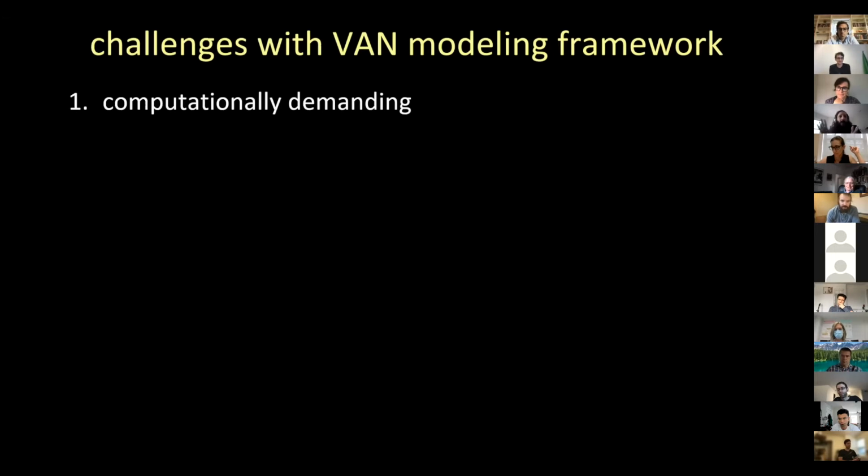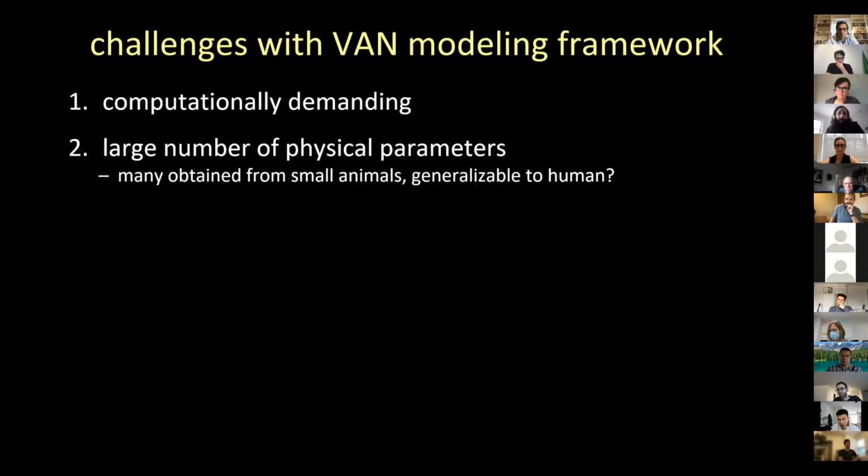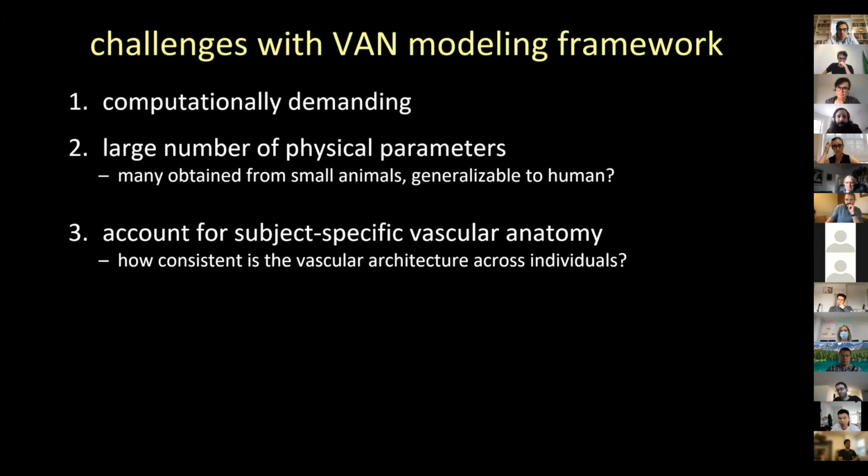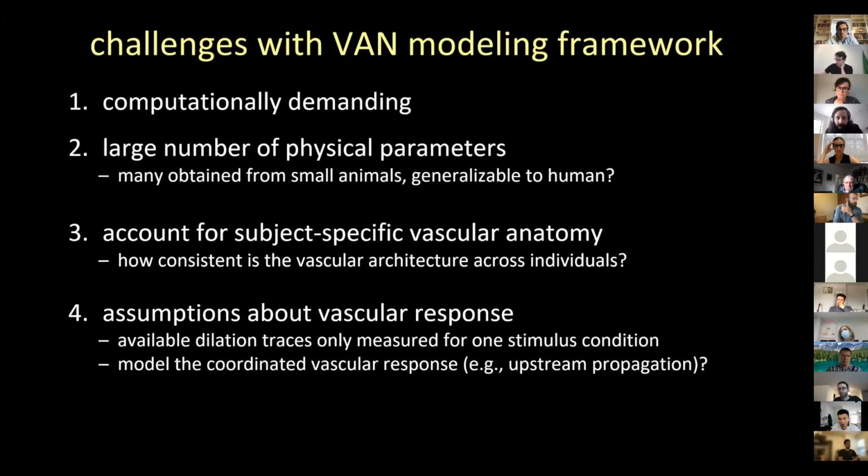So what are the main challenges with the VAN modeling framework? Well, first of all, this framework is computationally demanding, with a single 40-second BOLD response requiring something on the order of hours to days to compute. Also, there's a large number of physical parameters that are obtained mostly from small animals, and so the question is, how generalizable are they to humans? We also need to account for subject-specific vascular anatomy. We're not really sure how consistent the vascular architecture is across individuals.